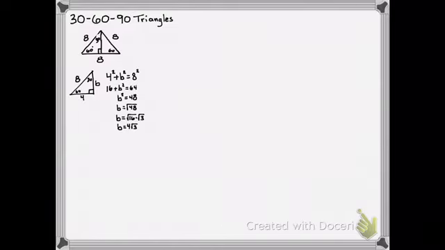Check it out. We had the small side is 4. The largest side, the hypotenuse, was twice 4, which is 8. And now we have the other side, the middle side, is 4 square root of 3. Is it coincidence that there's a 4 in our answer here for B? No, that's not a coincidence at all.